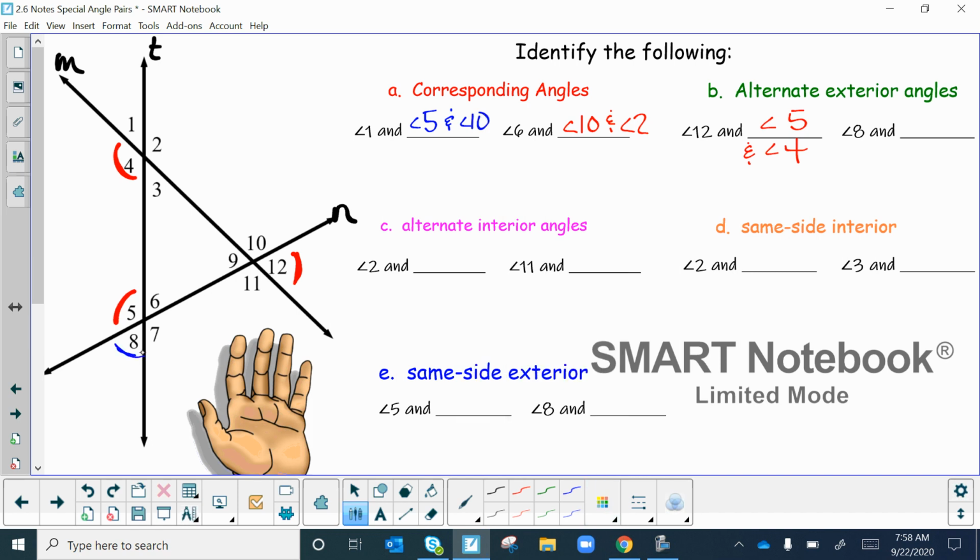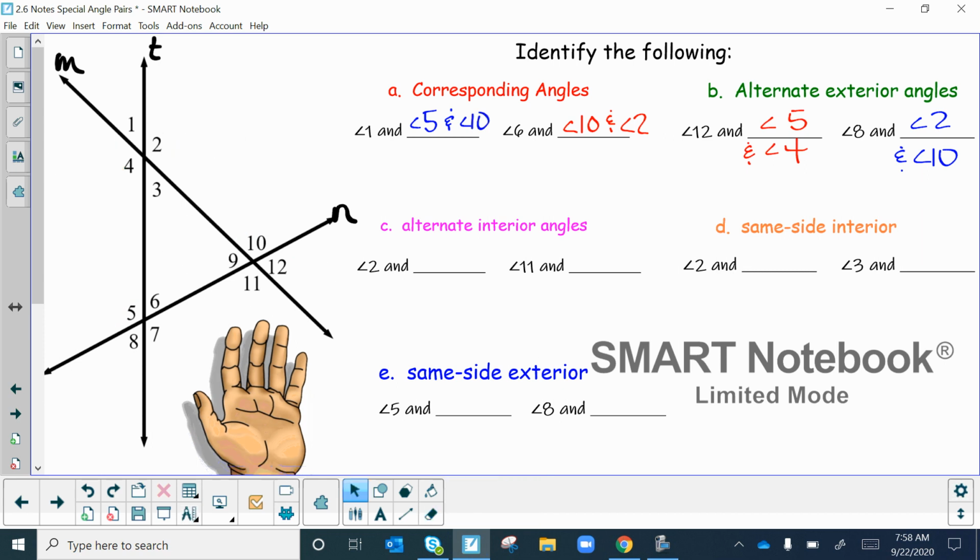So 8 could be with 2 for alternate exterior, or it can be with 10, depending on which intersection you cover up. So this could be angle 2 and angle 10. Let's try alternate interior angles. So angle 2 is up there.